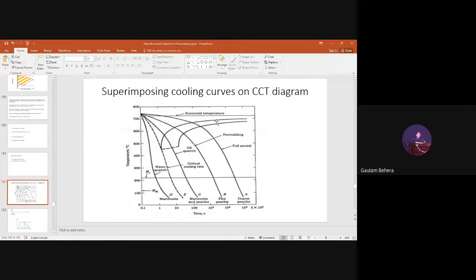Which kind of plot is this? This is a continuous cooling transformation plot, right? Because this plot is up to this one. This C curve is up to this. That's why it is a continuous cooling transformation plot. So if you remember, this is the transformation start curve, and this is the transformation end curve, right?